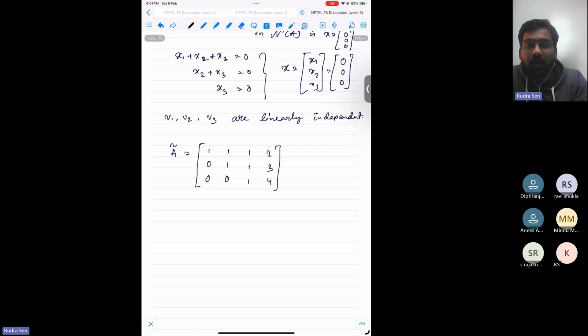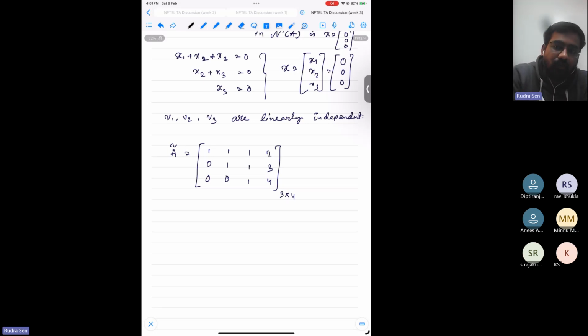That means the number of variables is more than the number of equations. So there are 4 variables but 3 equations right now. If we add V4 to this, that means this is a 3 cross 4 matrix. So the maximum rank that can be achieved is basically 3. More than 3 is not possible.